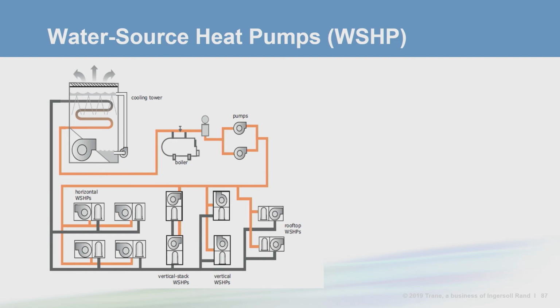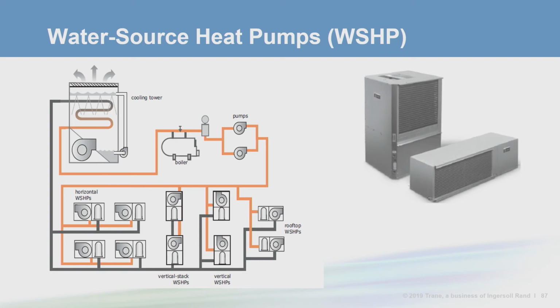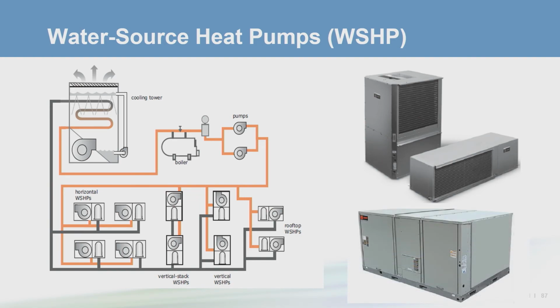So our next terminal system involves water source heat pumps. With these systems, each zone has a unit that is connected to a common water loop controlled to maintain the desired temperature in that zone. The water loop includes a heat rejector, like a cooling tower, and a heat adder, like a boiler. Alternatively, the heat rejector and/or the heat adder could be a geothermal heat exchanger. Water source heat pumps come in a variety of configurations, including horizontal, vertical stack, or even rooftop.